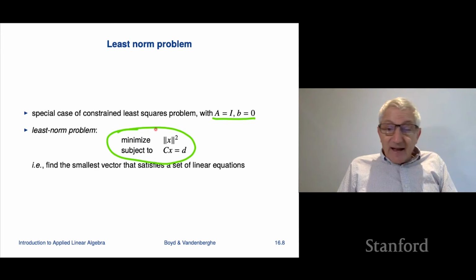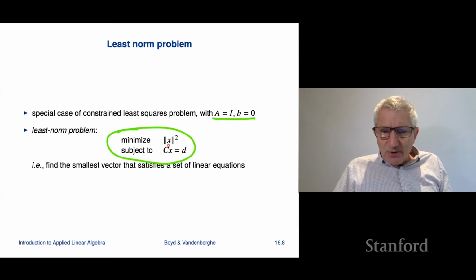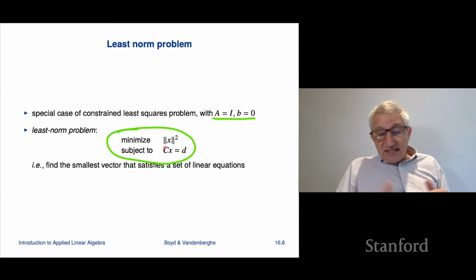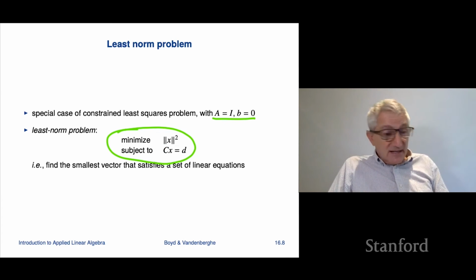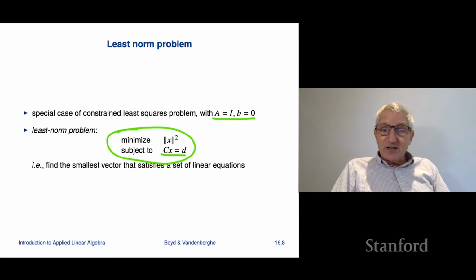It says, find me, this is AX minus B, but A is the identity, B is 0, so it's just norm X squared. So this says, minimize the sum of the squares of the components of X, subject to X satisfying Cx equals D. Geometrically, that means find the smallest vector that satisfies a set of linear equations.